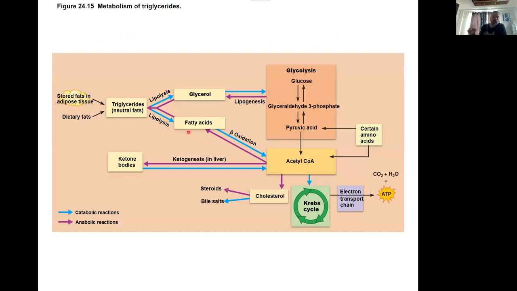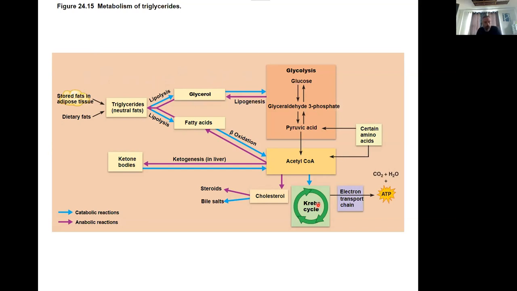So, in diagrammatic form, here's our neutral fat. We break them apart, a process called lipolysis, into the glycerol and the fatty acids. The glycerol gets converted to pyruvic acid, 1 pyruvic acid, and dumped into this process. The fatty acids get broken down into acetic acid and then dumped into this process here. So there's just more work, really, than we need to do.